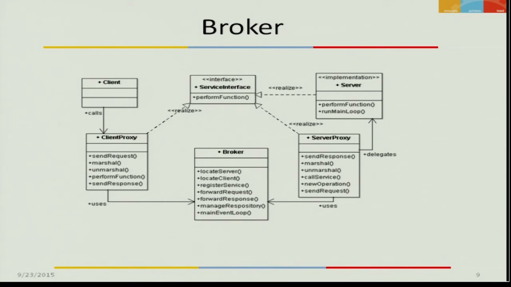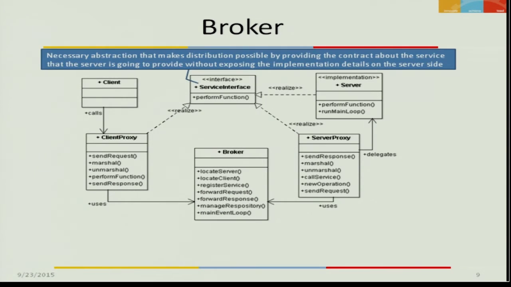Then there is something called a server proxy, which also implements this interface. There is something called a client proxy, which also implements this interface, and there is an actual client. So there is an actual client, there is an actual server, and there are two proxies, and there is a broker. The job of the broker is to basically look at the server, look at the client, register services, and so on. So this is basically a necessary abstraction that makes distribution possible through this contract, which is the service interface. So this contract says what are the features that the server is going to provide.